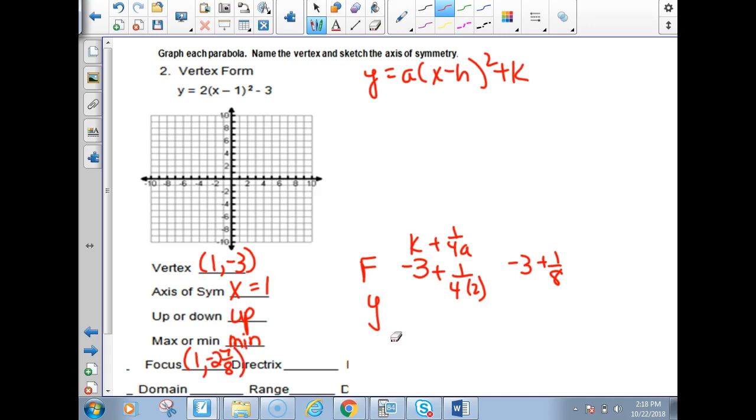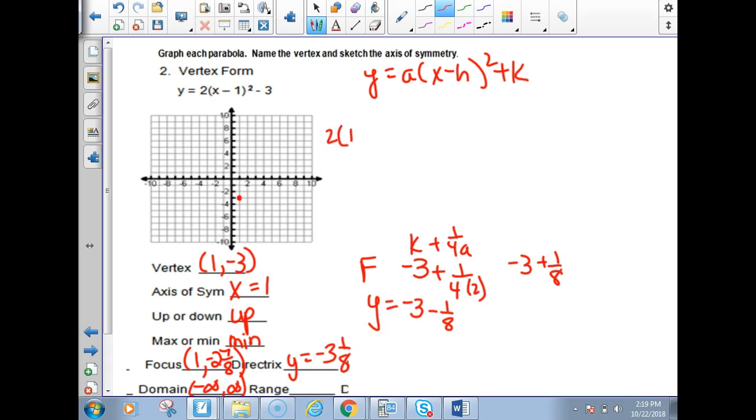The directrix is y equals k minus 1/8, which is -3 minus 1/8. Okay, so that's going to be y equals -3 and 1/8. Domain's still -infinity to infinity, and the range, well, let's see where that vertex was. 1, -3. Parabola opened up and had an a value of 2.